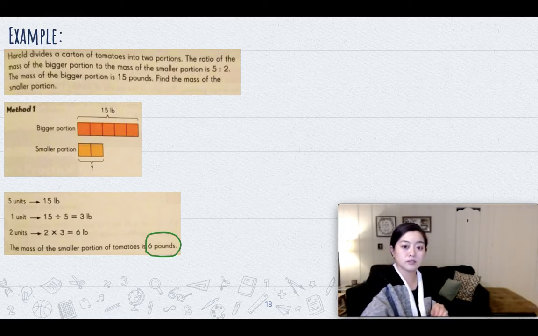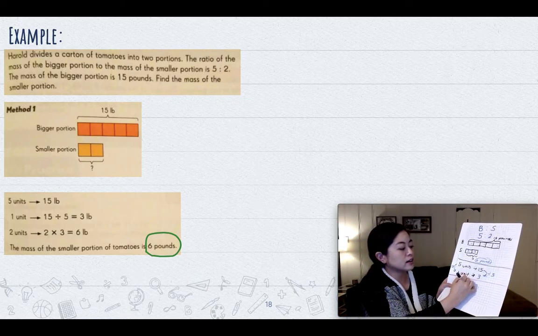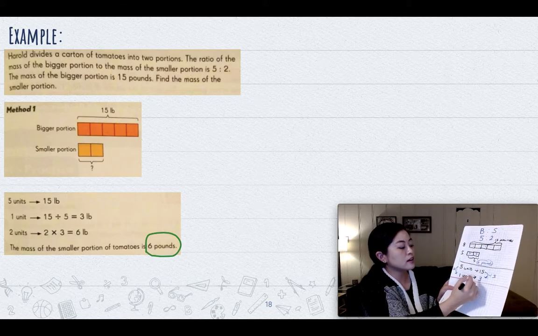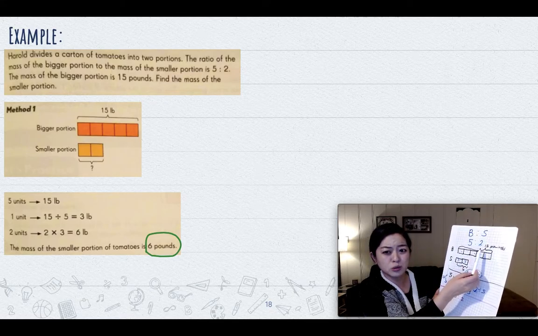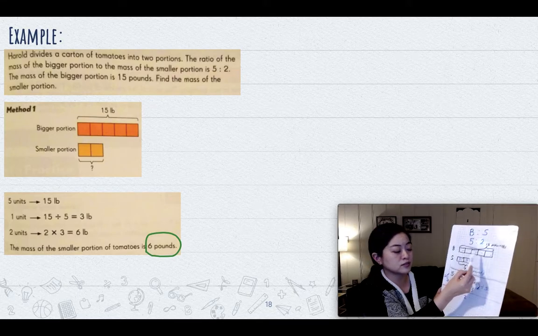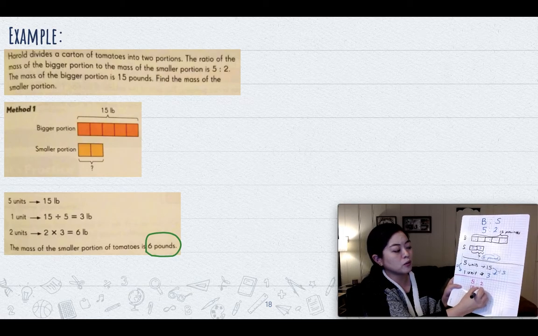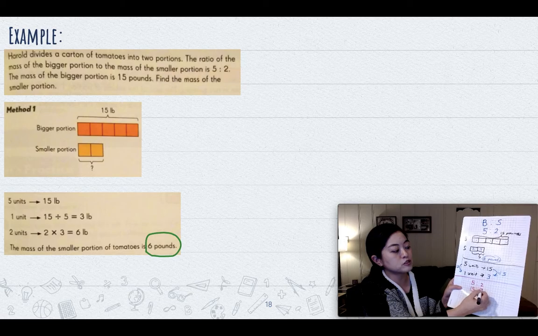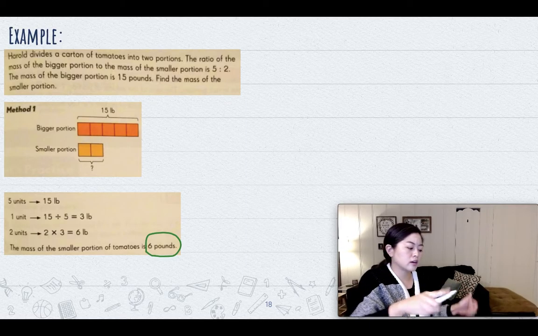And I'll do this in a different color, okay? So we're given 5 to 2. And then I know that in the bigger group, the actual amount of pounds is 15. And that's the first term, right? 15. But I don't know the second term here, which represents the smaller group. What is the actual number of pounds? Okay, so how do I get that?